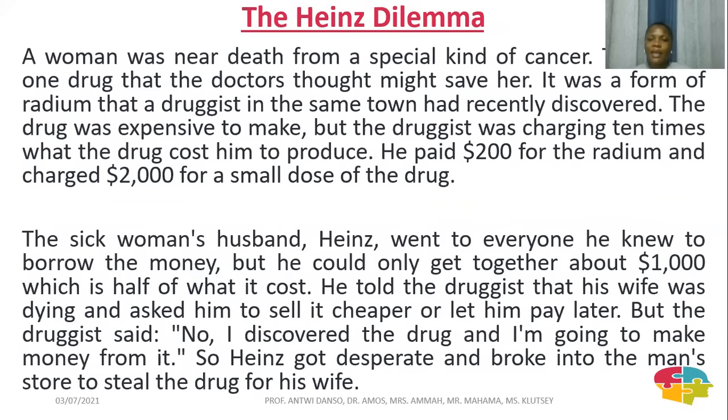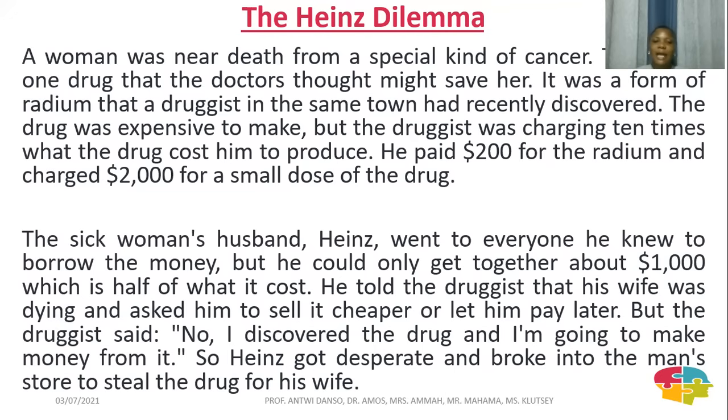So I have a narrative here which will help us to navigate Kohlberg's theory of morality. A woman was near death from a special kind of cancer. There was one drug that doctors thought might save her. It was a form of radium that a druggist in the same town had recently discovered. The drug was expensive to make, but the druggist was charging 10 times what the drug cost him to produce. He paid $200 for the radium and charged $2,000 for a small dose of the drug.